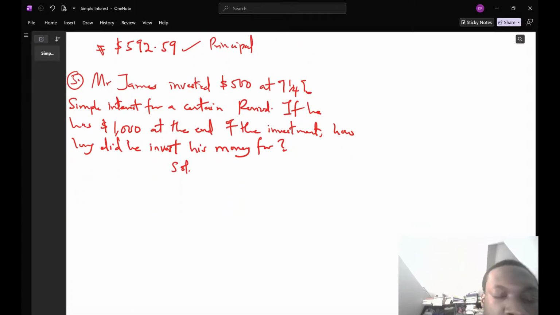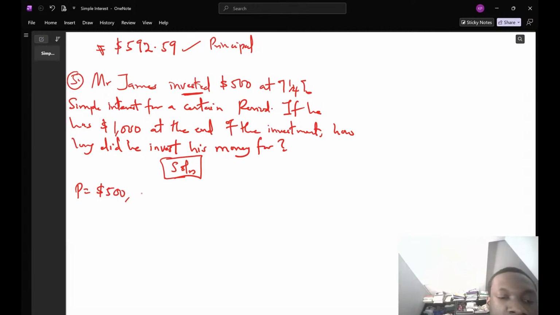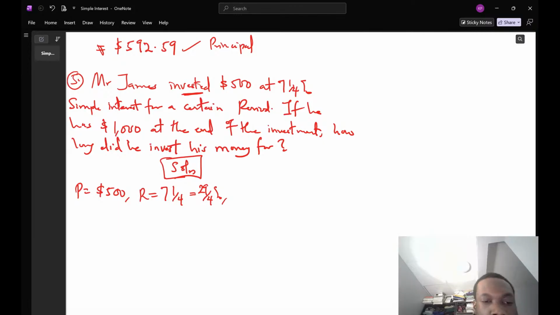So the solution is, it says Mr. James invested $500. So invested, you already know that's talking about the principal. The principal is $500. Okay, interest rate is R equals 7 and 1/4. So let me make this a proper fraction. That would be 7 times 4, 28, plus 1, 29. So that would be 29/4% for a certain period. It says if he has $1,000 at the end of the investment, I believe that is going to be the amount. No, sorry, the simple interest is $1,000. I'm sorry about that.